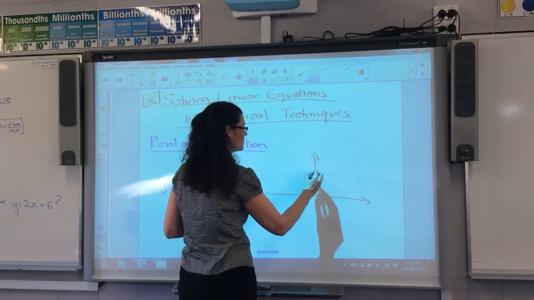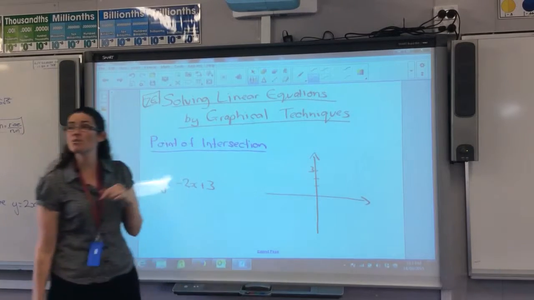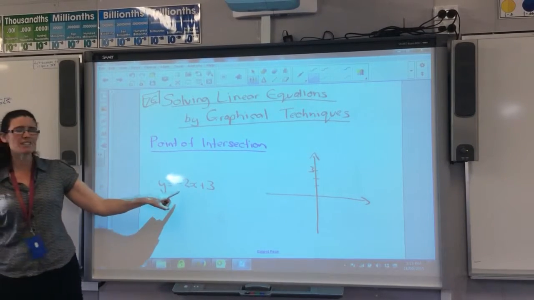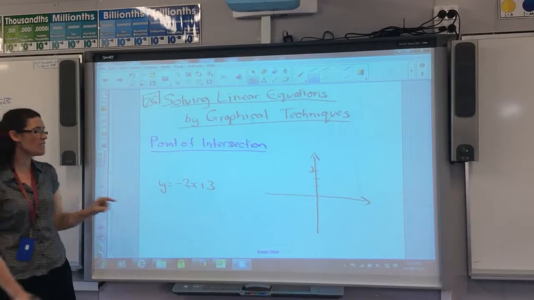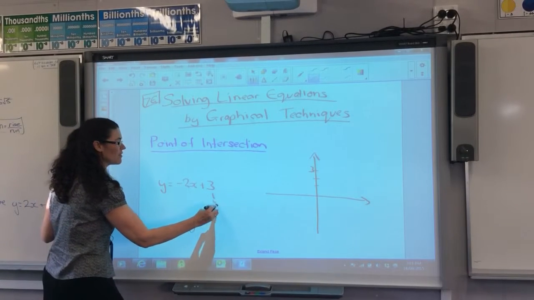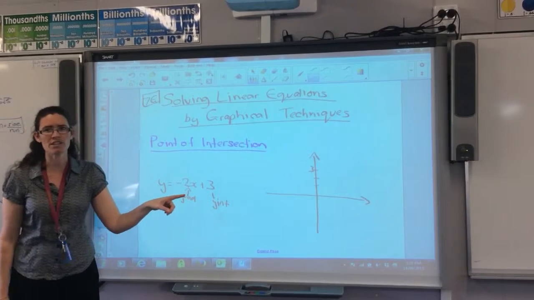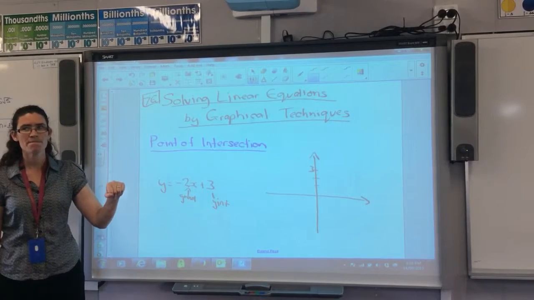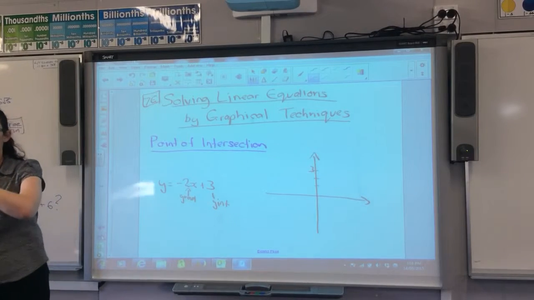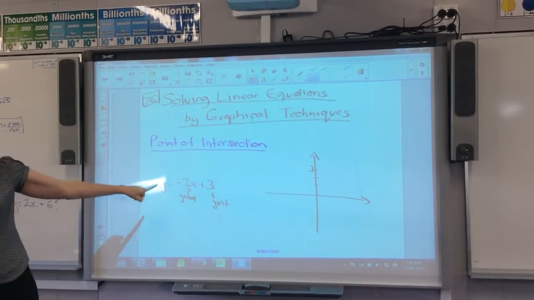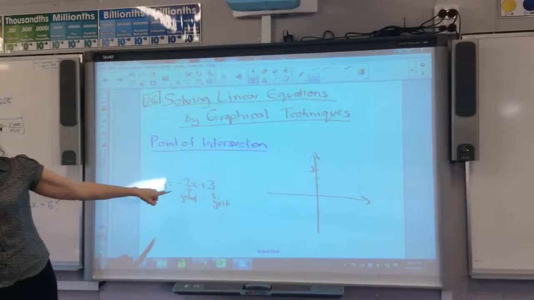It crosses the y-axis at 3. What does this tell me? What's this number? This was my y-intercept. This is revision. What's this one? Gradient. How can that help me draw it? What can I do to draw it? What does a gradient of minus 2 tell me to do?